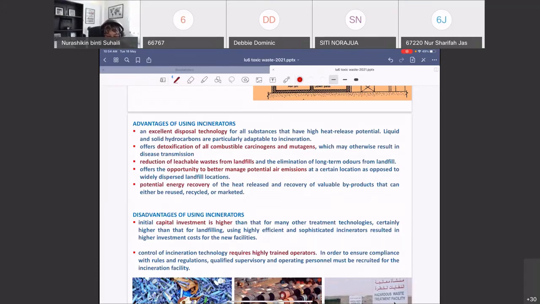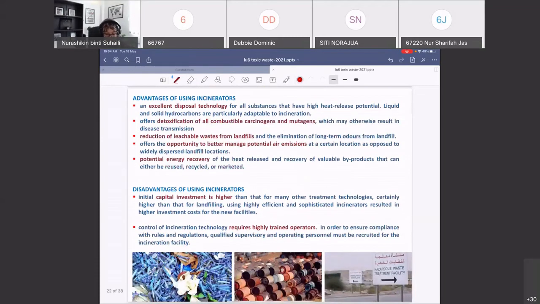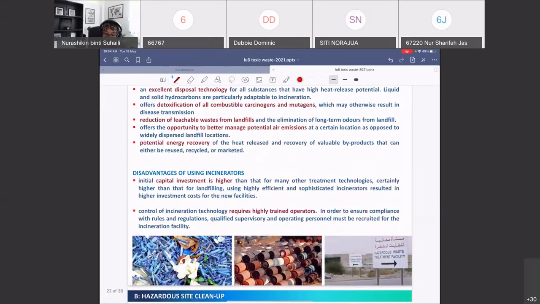Okay. The disadvantages of using incinerators: the capital investment is high. So it's not that every place can practice it, because the cost is expensive. And also it requires highly trained operators. So we must have certain expertise to conduct the process. Right, so it comes with the expertise, with the cost as well.